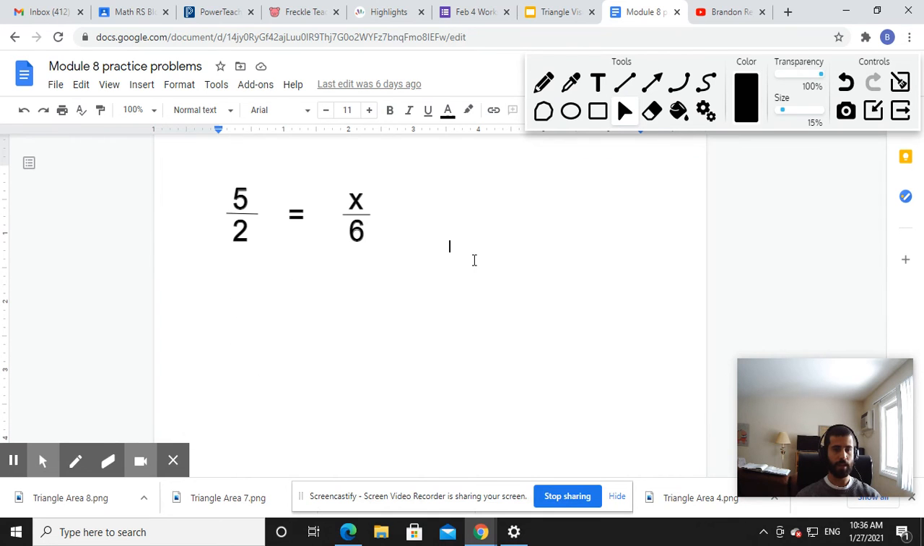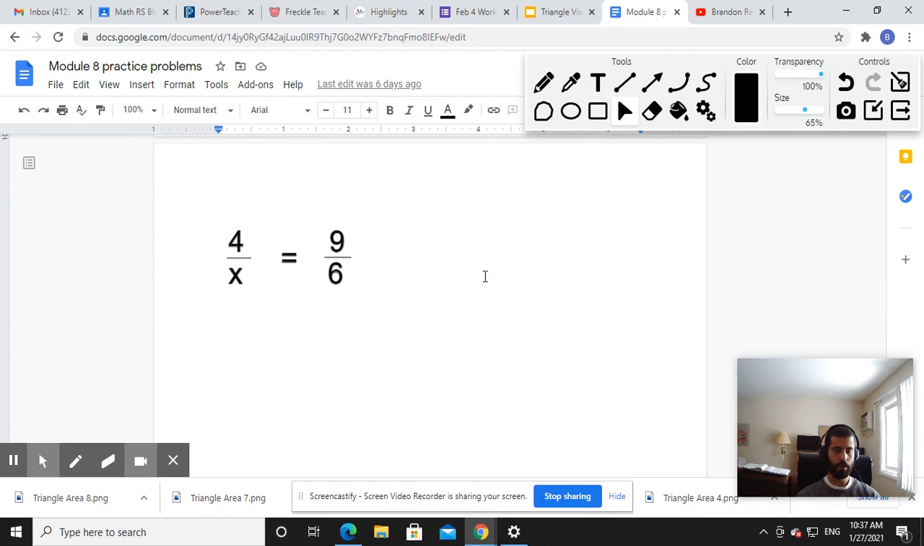Okay, now using that as another example, we're going to cross multiply and divide here. So the two numbers that are furthest away from each other, multiply them together. 5 times 6, that gives us 30. It's going to be a really small 30, little tiny 30. And 30 divided by the number that's still left, that's 2. So you get 30 divided by 2 is 15 equals x, or x equals 15.